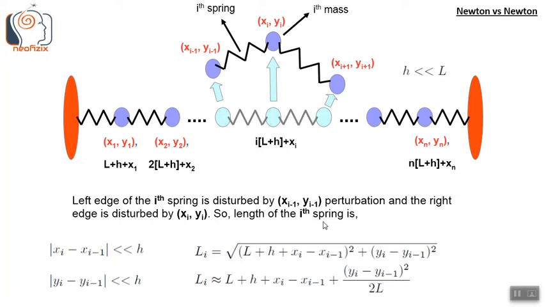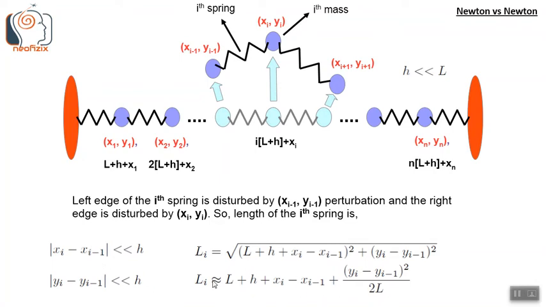So the length of the ith spring, L_i, is the square root of (L plus h plus x_i minus x_{i-1}) whole square plus (y_i minus y_{i-1}) whole square. So this is the Euclidean distance between the two edges of the ith spring. So this can be approximated. We can make this approximation below because of these inequalities.